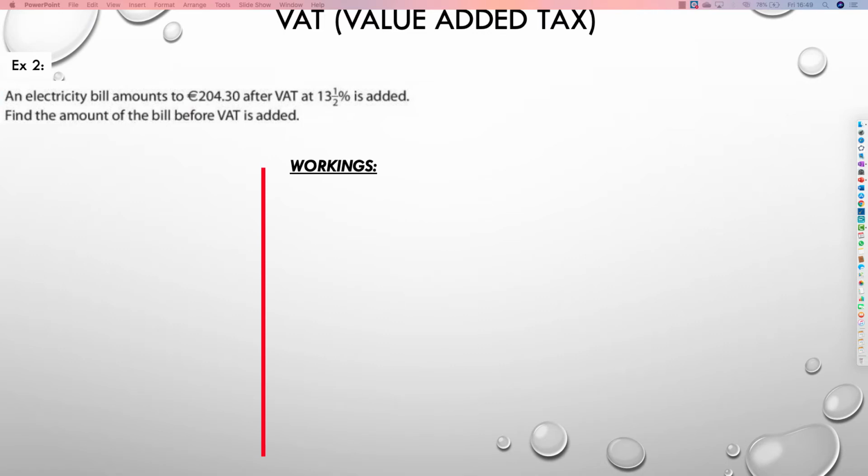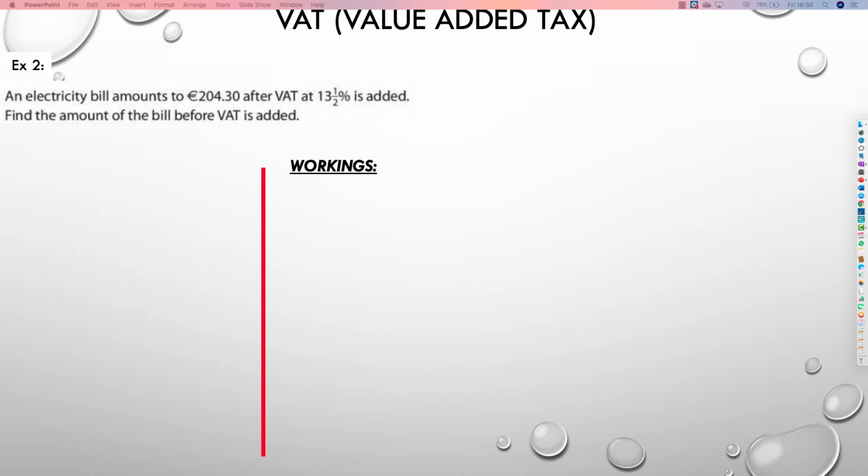VAT. An electricity bill amounts to €204.30 after VAT at 13.5% is added. Find the amount of the bill before the VAT is added. Any idea what we're going to do? Find 1%. Good girl. Right.